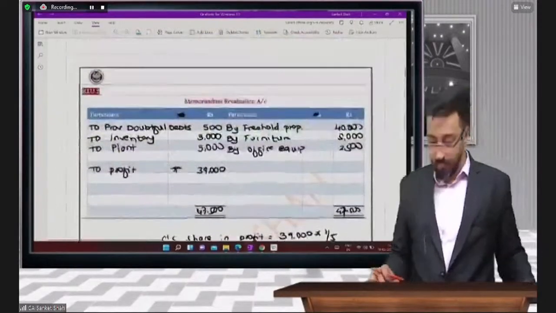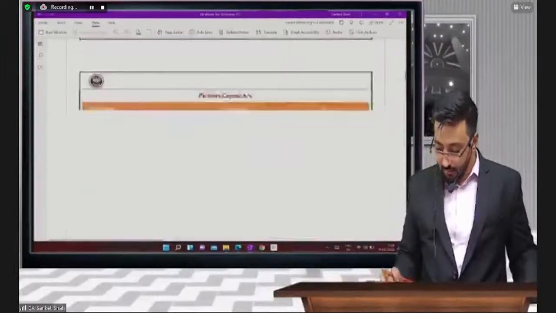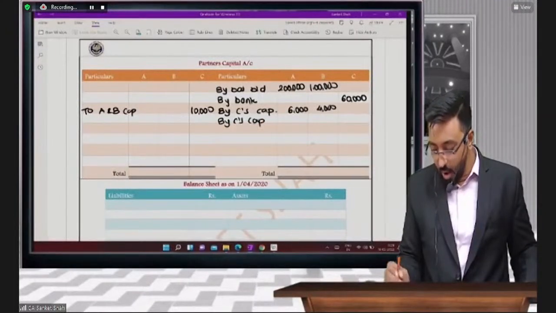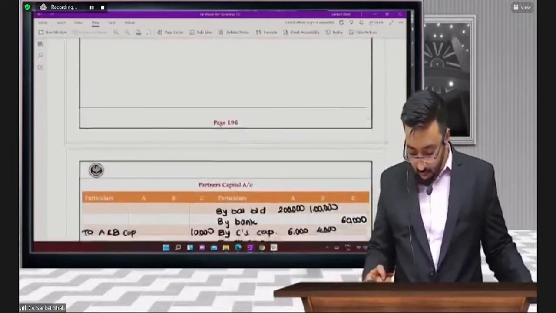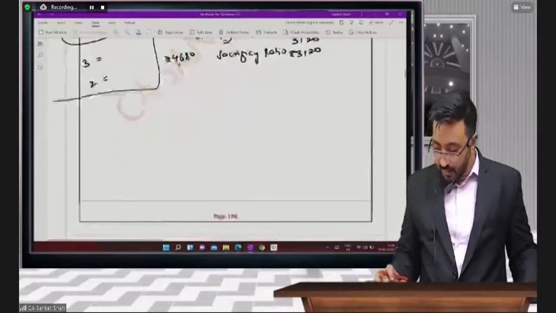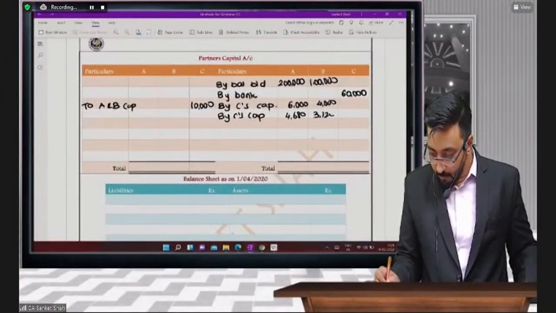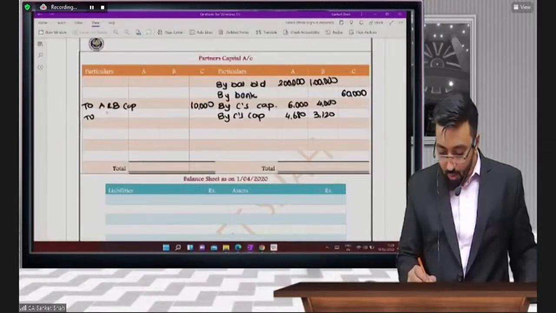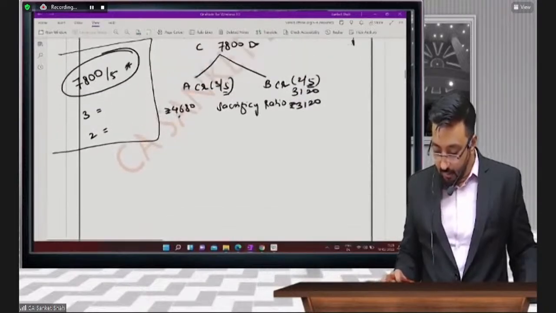See beta, now I am going to divide this by C's capital. Always write first the amounts. So amounts are 4,680 and 3,120, and C's capital. Sorry, A and B. In C's debit, he will bring this amount.